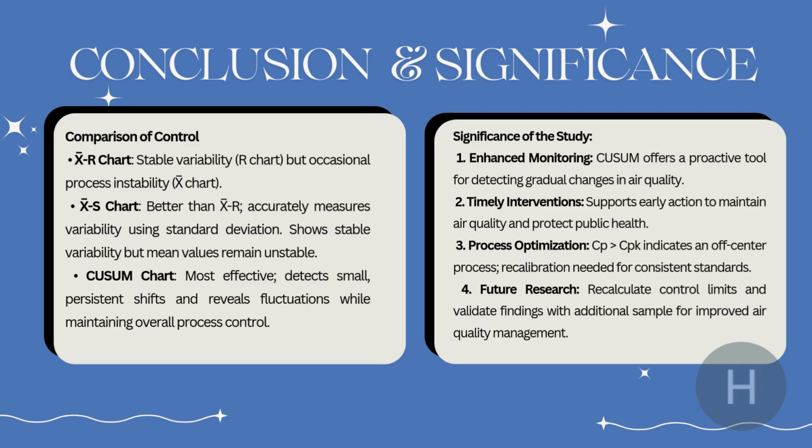In summary, the study highlights the importance of continuous monitoring and advanced statistical tools like the Q-sum chart for sustainable environment management. Future research should focus on recalculating control limits and validating results with additional samples to enhance air quality assessment and intervention strategy.